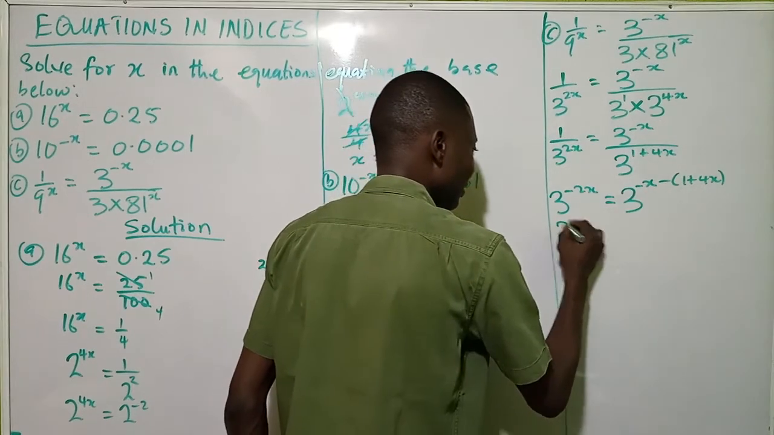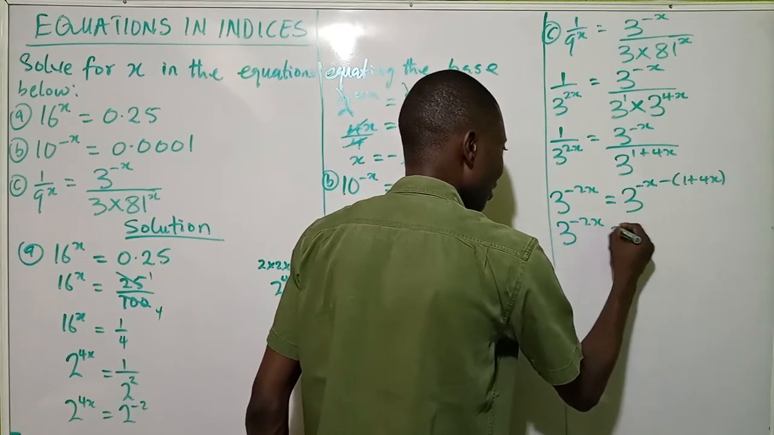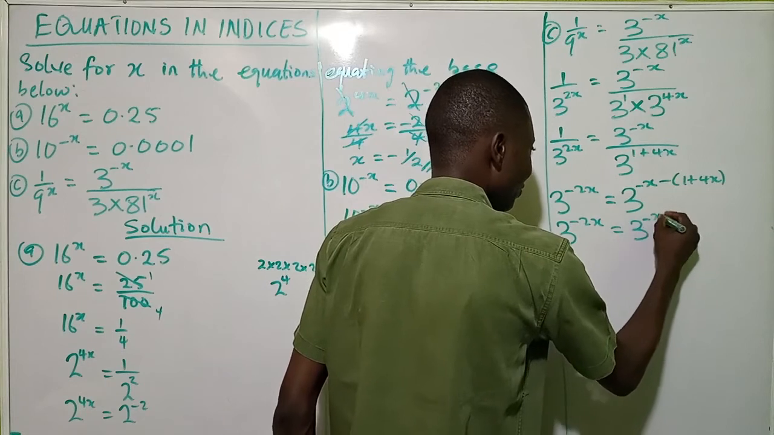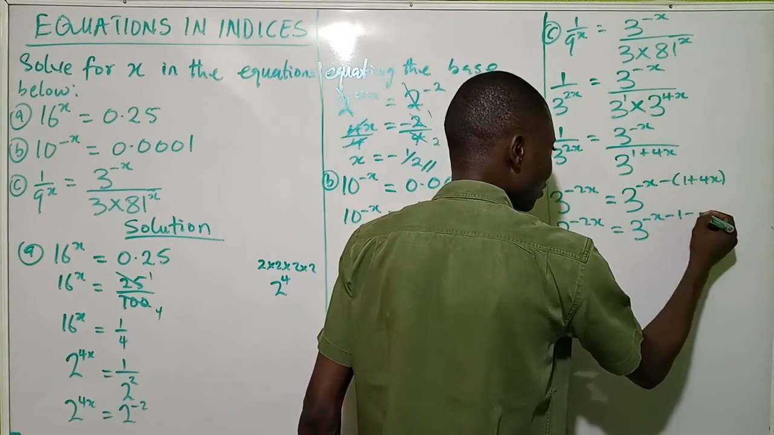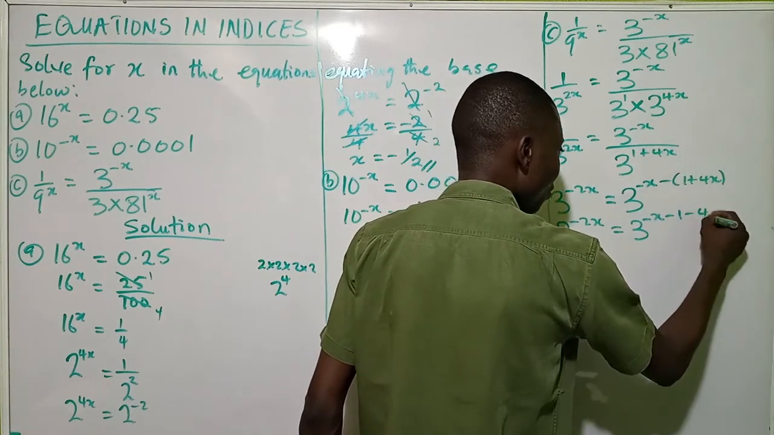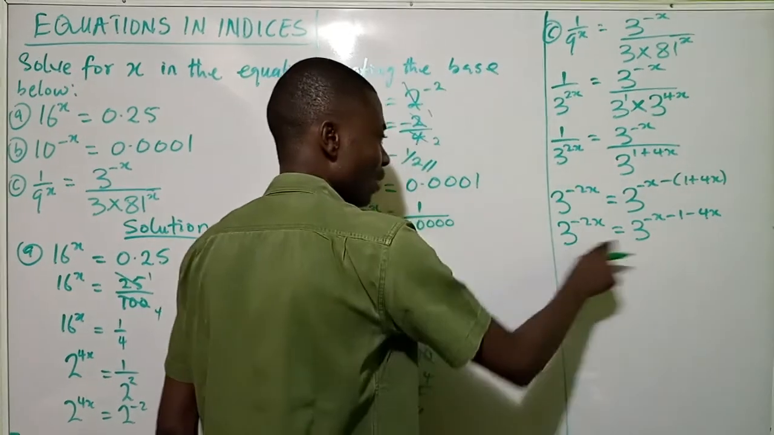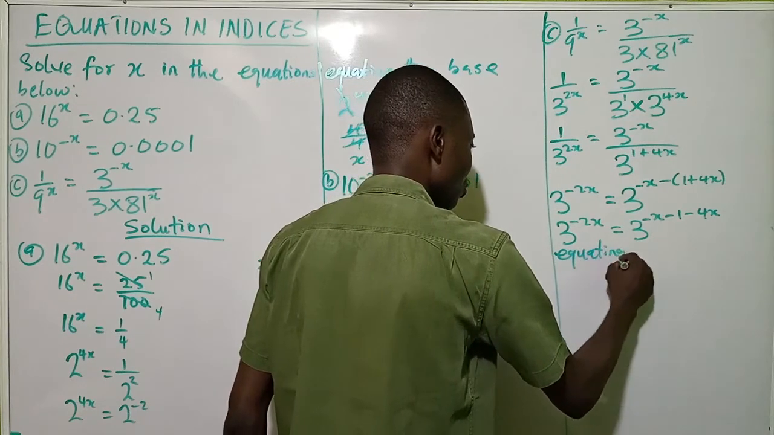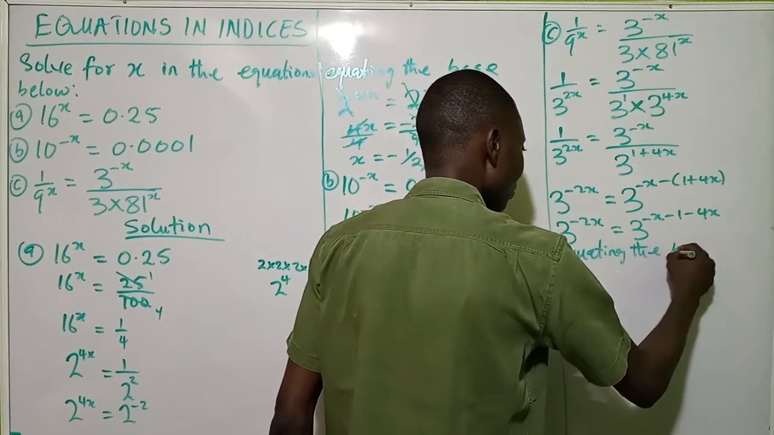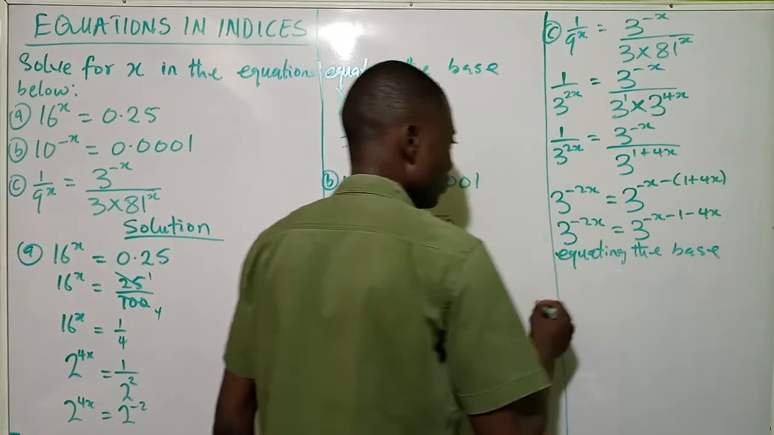So this is saying 3 raised to the power of minus 2x equals 3 raised to the power of minus x. Minus times 1 is what? Minus 1. Minus times plus is minus 4x. Okay? Now what will I do from here? I will equate the base now. Going to equate the base now.